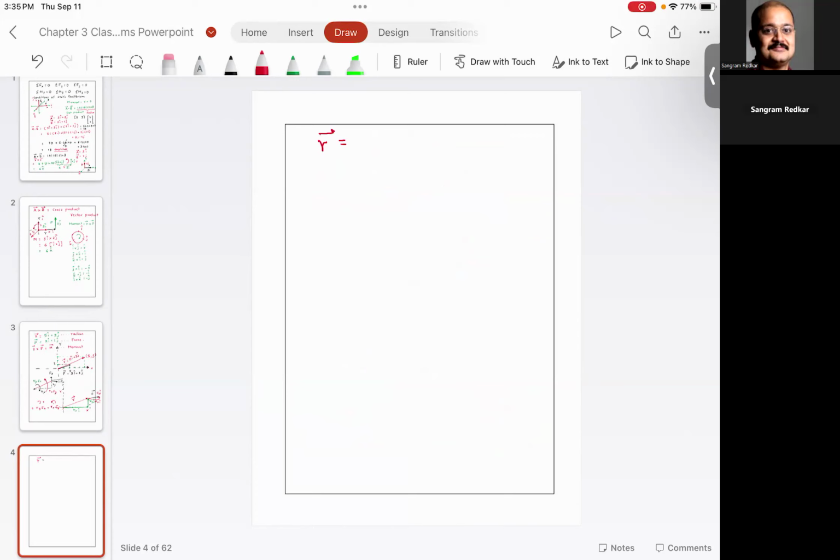You have R, which is 5i plus 3j, and F is 2i plus 1j. You can find out the moment. Moment is equal to R cross F. You will write R is equal to 5i plus 3j, cross 2i plus 1j.